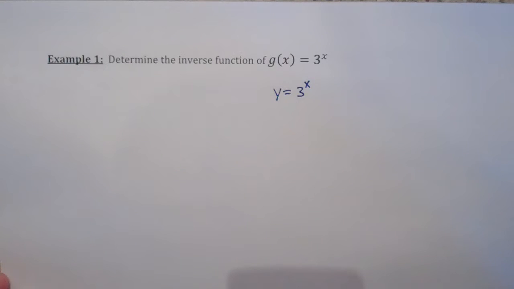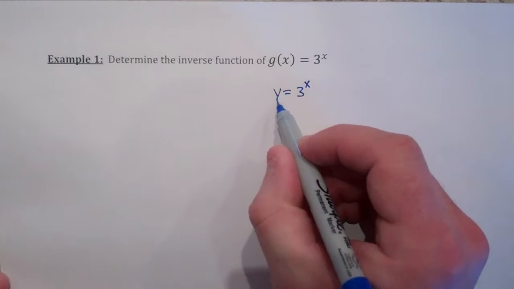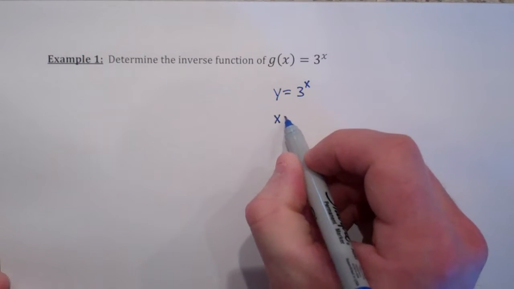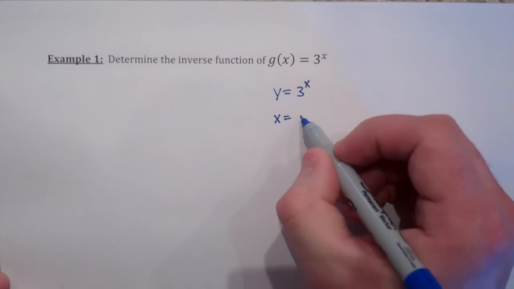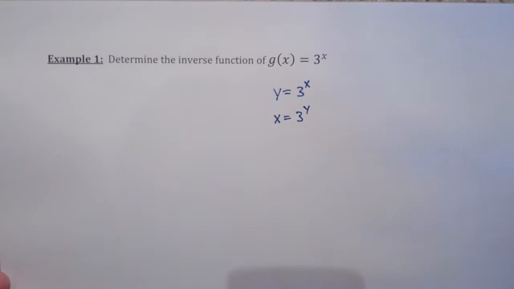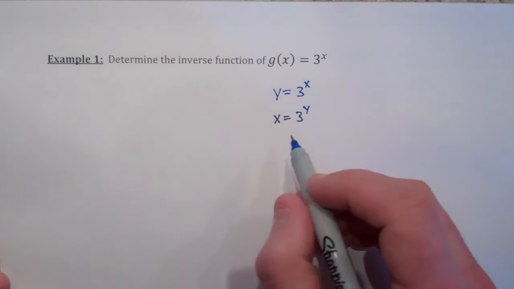We also know that inverses have their inputs and outputs switched. So wherever I see a y, I'll replace that with an x. Wherever I see the x, I'll replace that with a y. If we can solve for that new y, we'll be able to find the inverse of g.